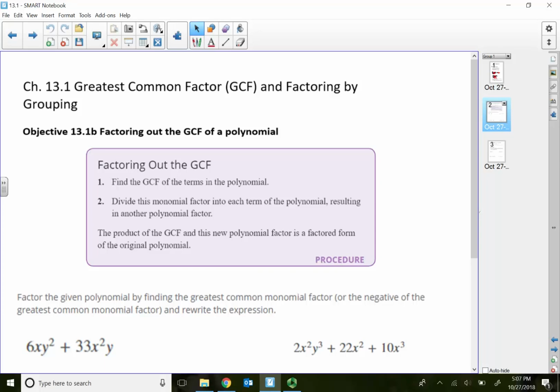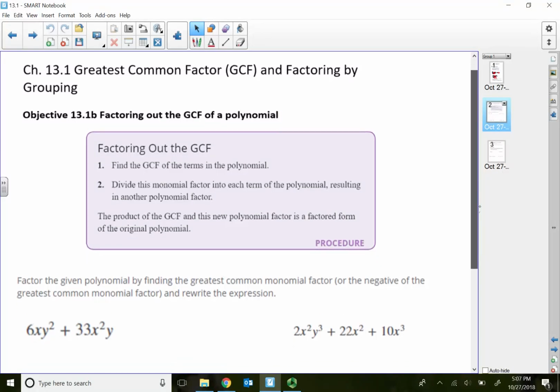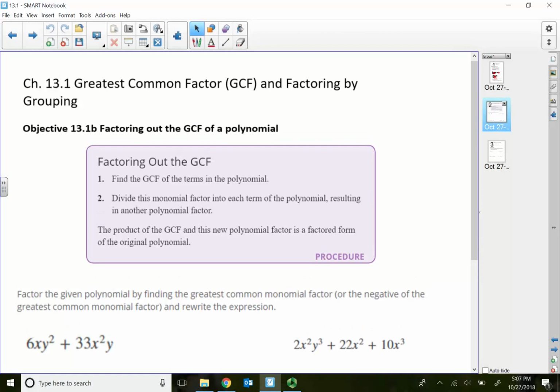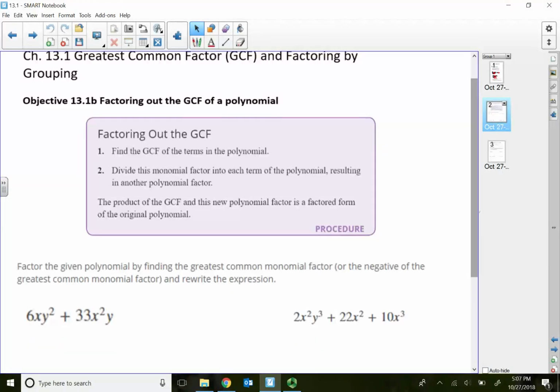2.1 Greatest Common Factor GCF and Factoring by Grouping. So the last video I showed you how to find a greatest common factor. So here we're going to learn how to factor out the greatest common factor of a polynomial. The very first step is to find the greatest common factor of the terms in the polynomial, then divide this monomial factor into each term of the polynomial, resulting in another polynomial factor.